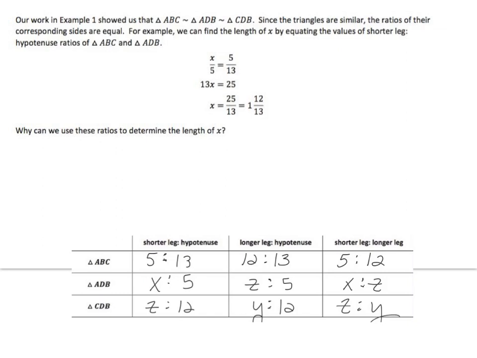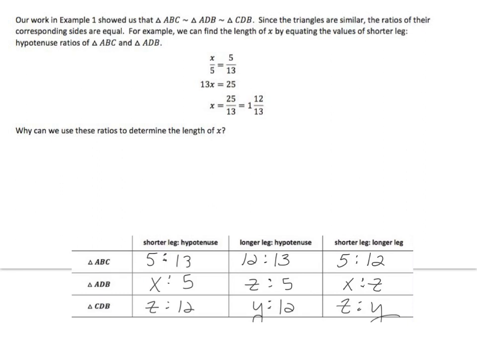All right, so our work in example 1 showed us that triangle ABC, triangle ADB, and triangle CDB are all similar. Since the triangles are similar, the ratios of their corresponding sides are equal. For example, what we just did, we found the value of x by setting up that ratio, using the similar triangle statement. That's how we found x. So we're going to use these ratios, which are set up in a table now, not just my messy handwriting, to determine the values of the other variables.